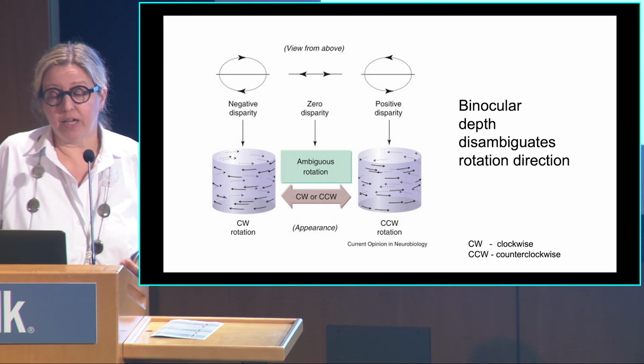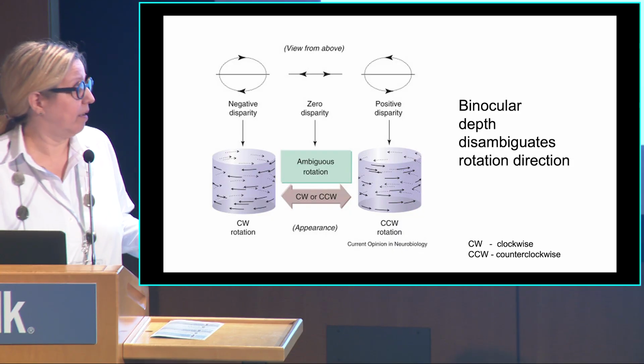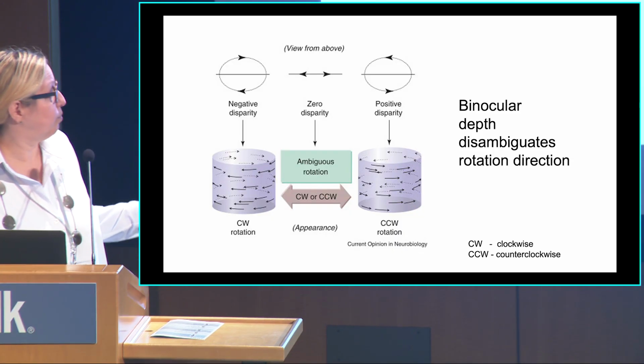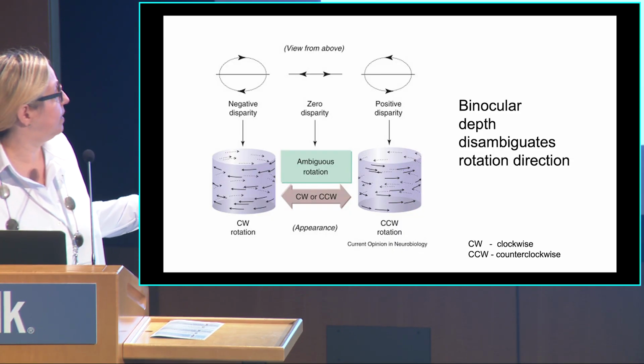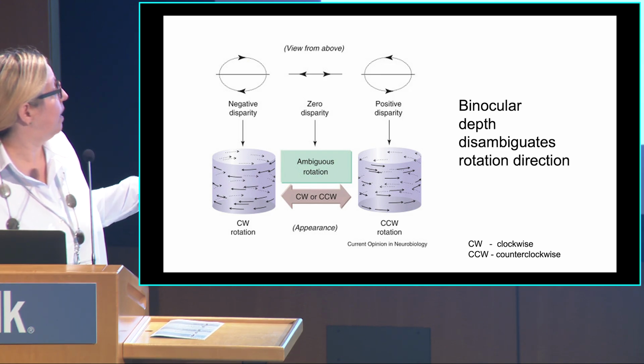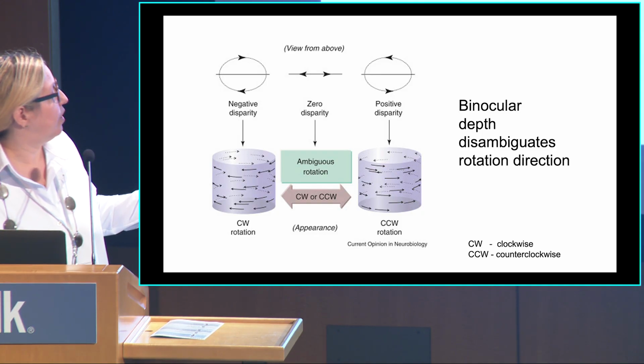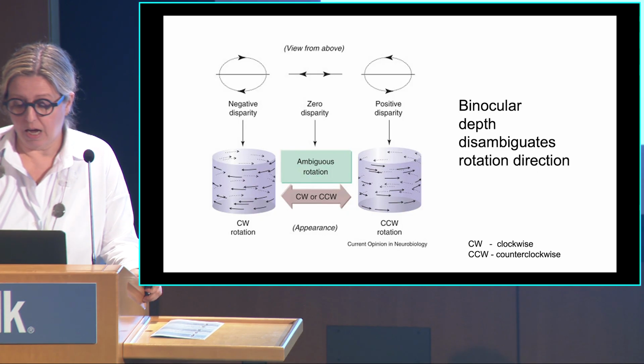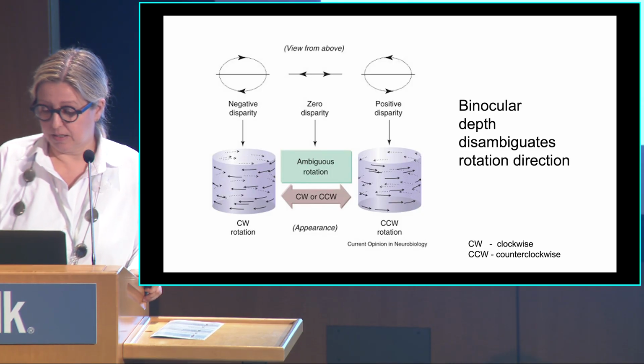We can disambiguate this figure by putting the leftward and the rightward moving dots at different depths. So for instance, if we put the leftward moving dots in the front and the rightward ones in the back, you get a clockwise rotating cylinder as viewed from above, or basically the front surface to the left. And conversely, if you put the rightward moving dots in front and the leftward in the back, you get a counterclockwise rotating cylinder. And you can smoothly titrate this information to get a nice psychometric function.